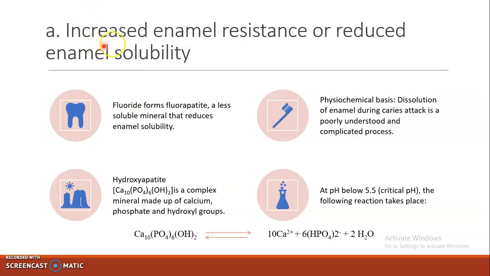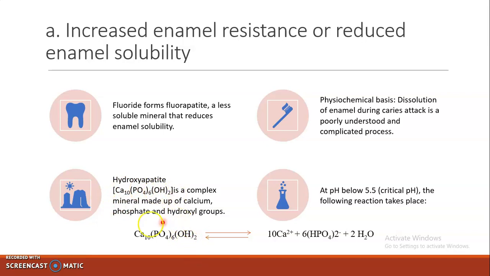The first mechanism: increased enamel resistance or reduced enamel solubility. What you need to understand is that enamel is made up of hydroxyapatite crystals. Hydroxyapatite crystals have the formula Ca10(PO4)6(OH)2. This is the chemical formula for hydroxyapatite crystals, and enamel is made up of these crystals. You are all aware of that. It is basically a mineral made up of calcium, phosphate, and hydroxyl group.